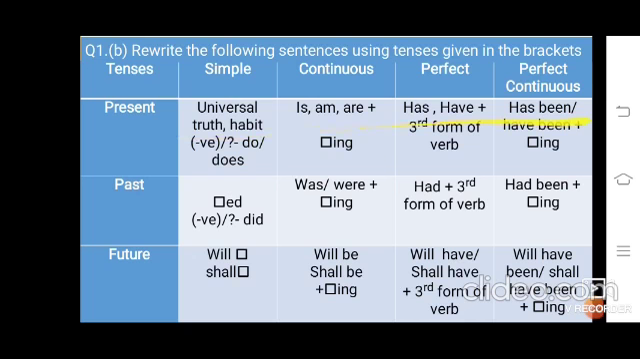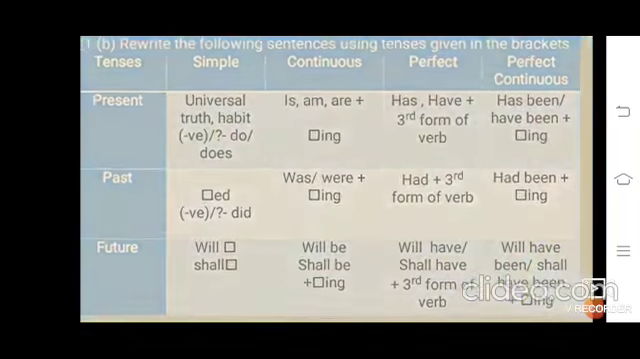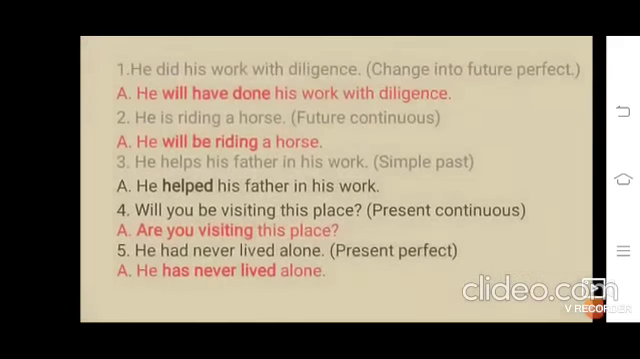Now when we talk about present perfect continuous tense, we will be using has been or have been plus the verb ing. For past, as usual, had is used, so it's had been plus ing. Future, same way, will have been plus ing and shall have been plus ing. So next, this was the exercise sent to you today.